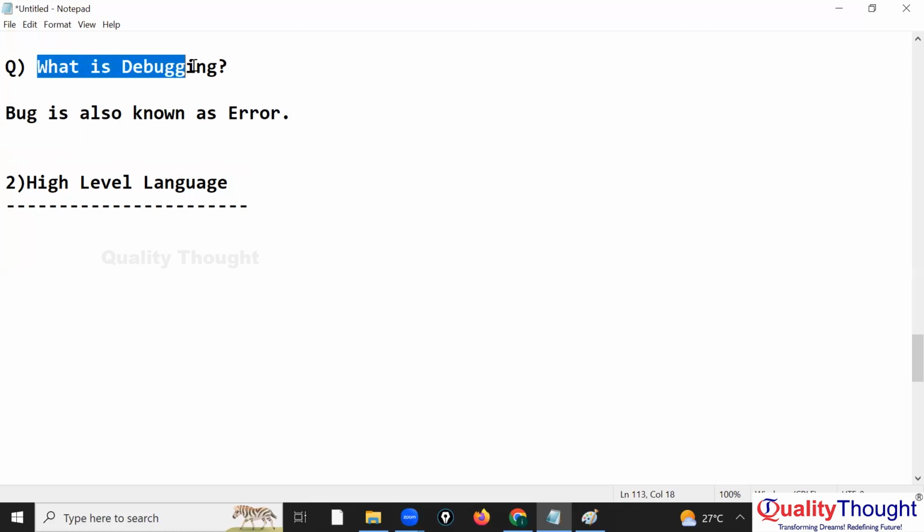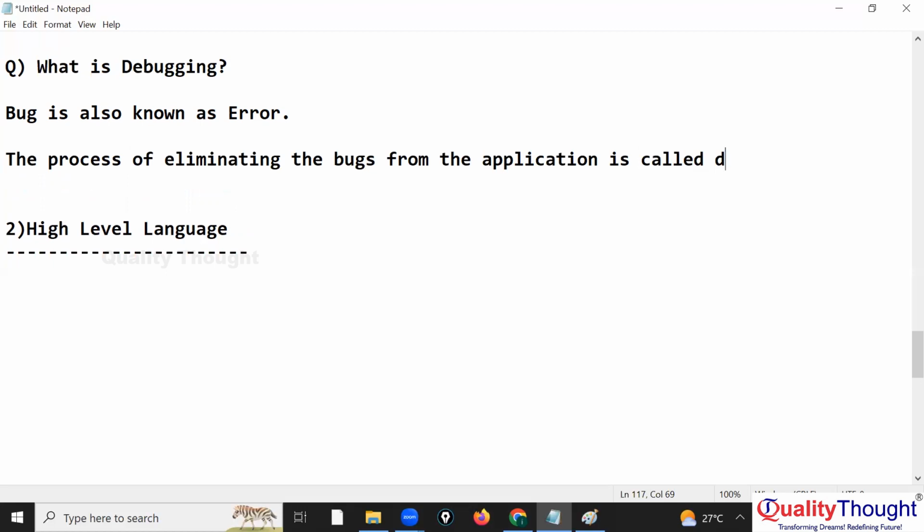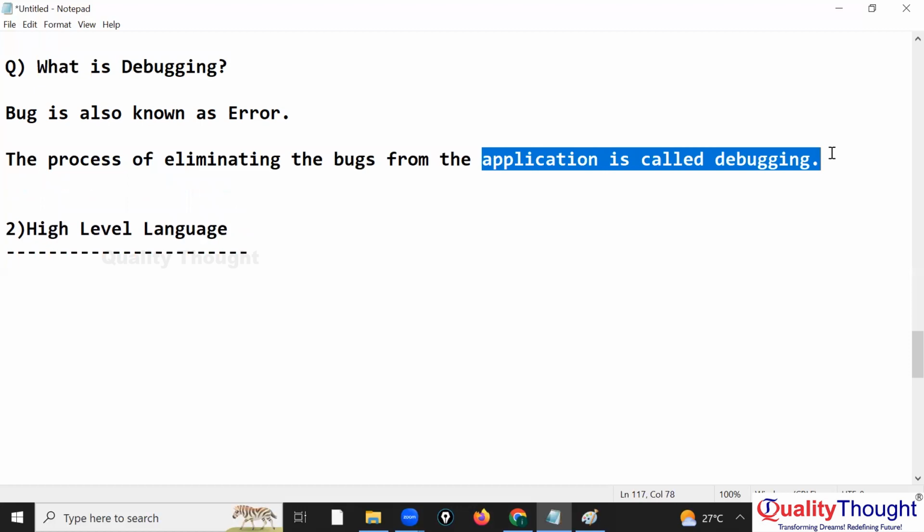When you are going for an interview, they might ask you this question: can you please tell me what is debugging? So debugging is nothing but the process of eliminating the bugs from the application. What does debugging mean? You need to remove the bugs, you need to remove the errors from your program. That is called debugging.